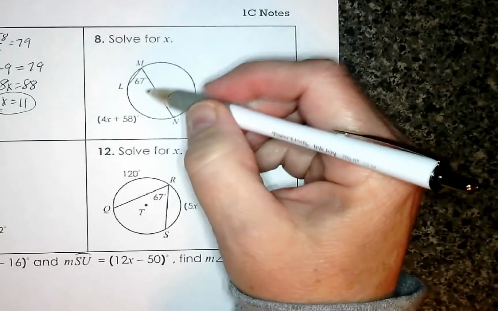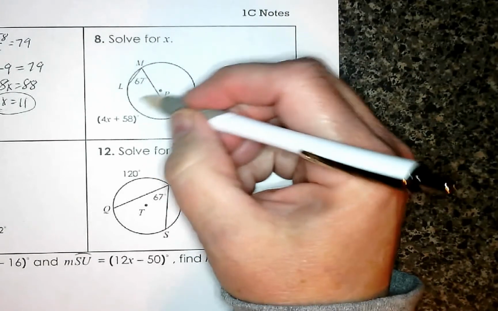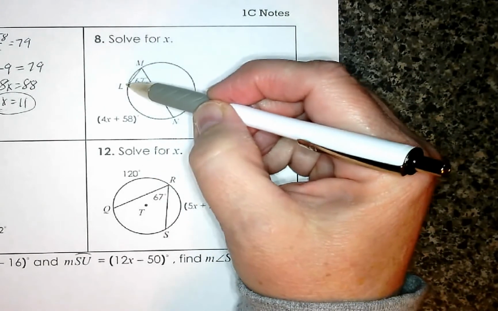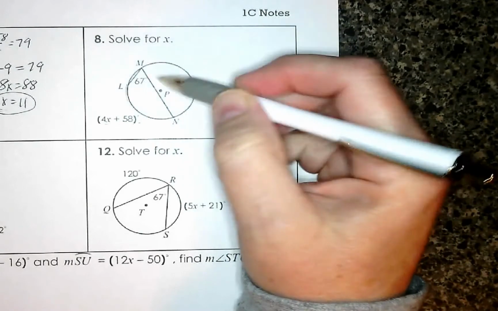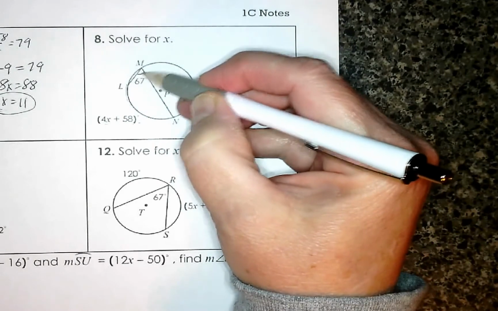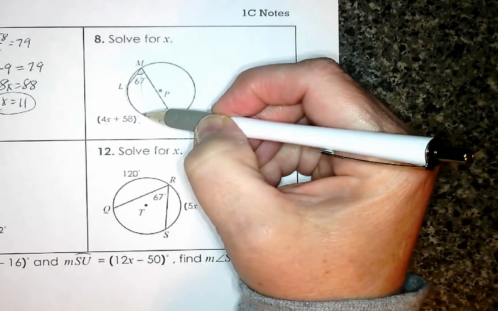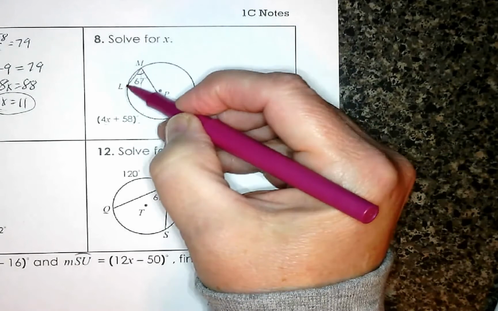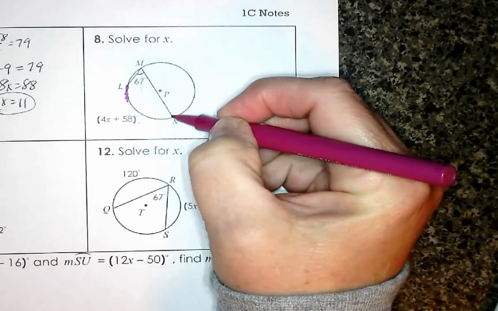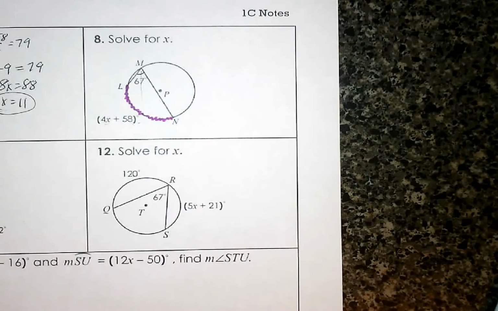So let's take a look at this one here. There's two different ways I can look at this one, but here's what I think is the easiest. This arc from L to N is 4x plus 58. I know that this angle, inscribed, when I come out to its intercepted arc, if you want to trace the sides out, so one side comes out here, the other side comes out here, so all the way in between there, that is the intercepted arc for the 67.